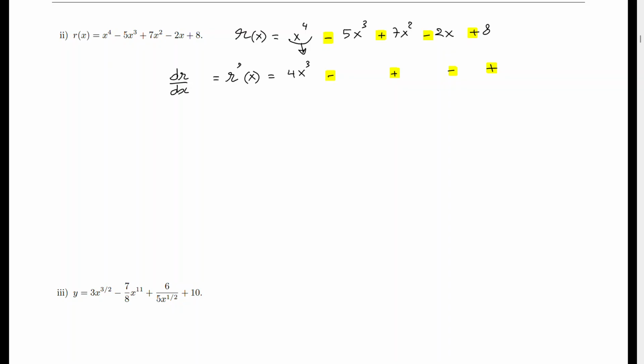Now for the 5x cubed term, the 5 is being multiplied by the x cubed, so we ignore the 5 and we just find the derivative of x cubed, which is 3x squared. Similarly again, the 7 is being multiplied with the x squared, so we ignore the 7 and we find the derivative of x squared, which is going to be 2x to the power of 1, or just simply 2x.